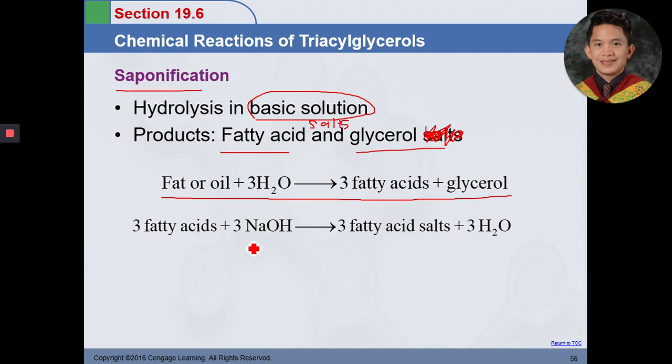Saponification is actually the process of how we make soap. We would subject, for example, plant oils to saponification, and the product of that would be soaps. So the fatty acid salts produced in saponification are actually made as soaps. So just remember the difference between hydrolysis using acidic solutions and saponification, which is just hydrolysis using basic solutions.